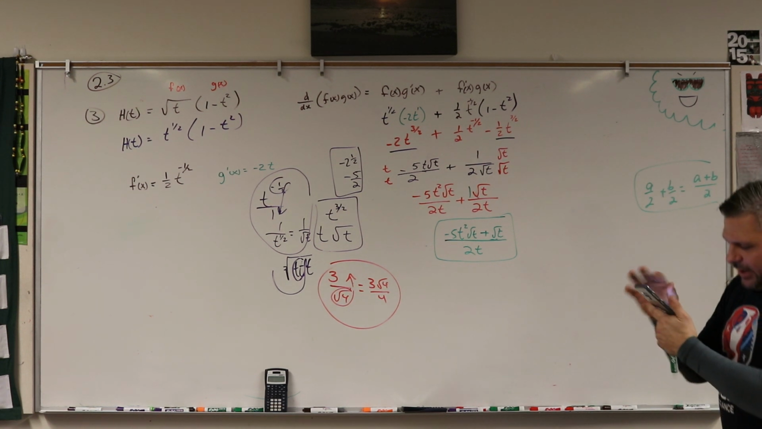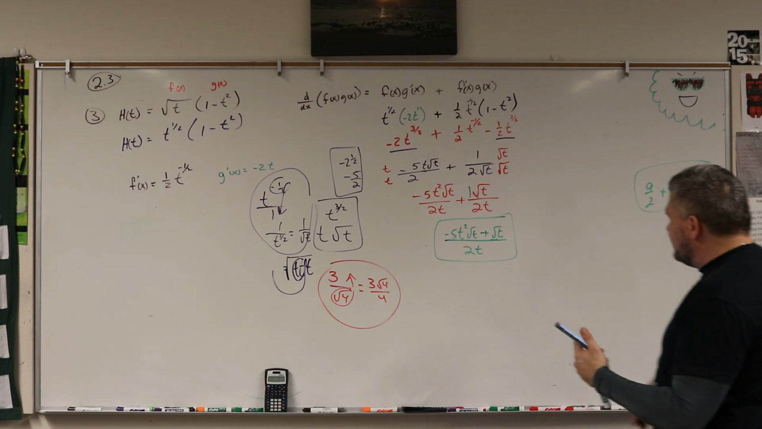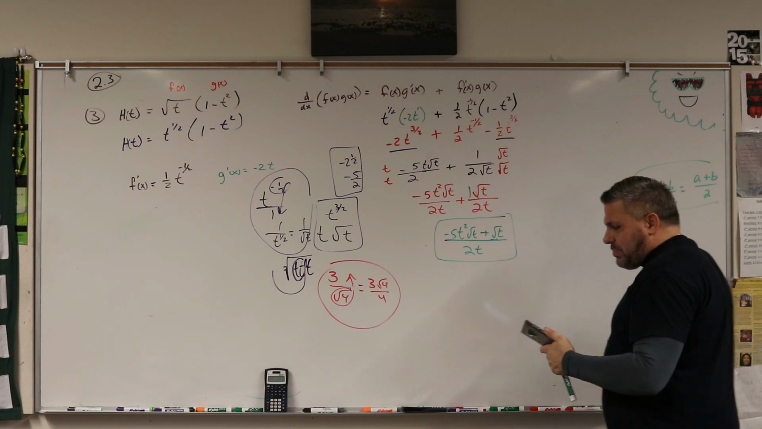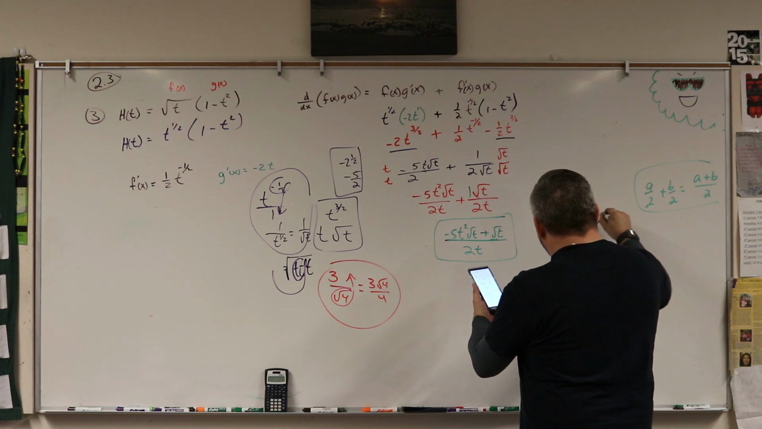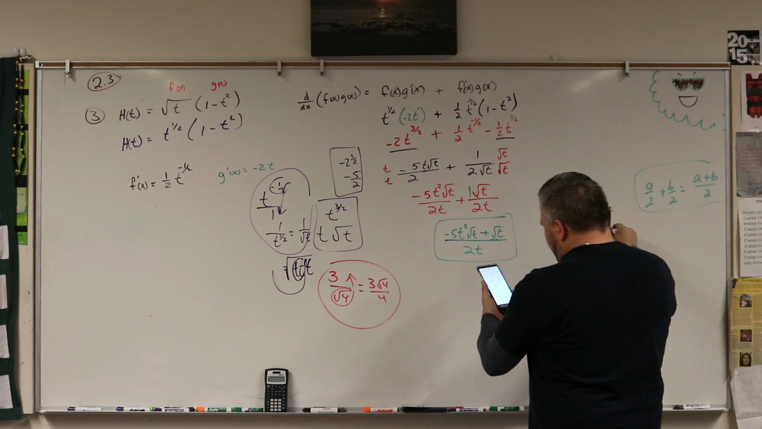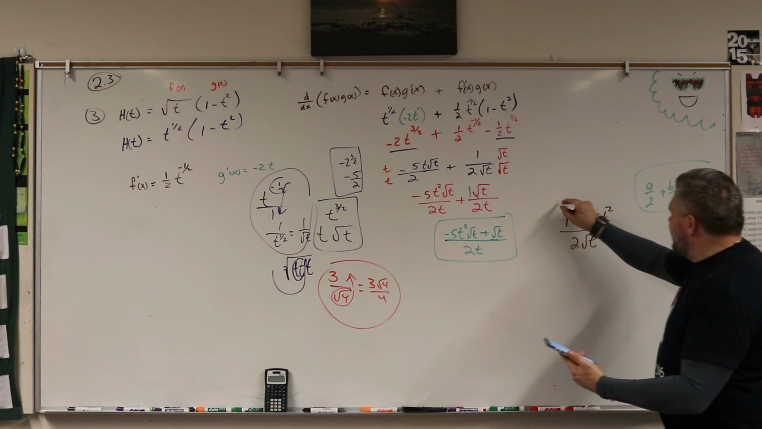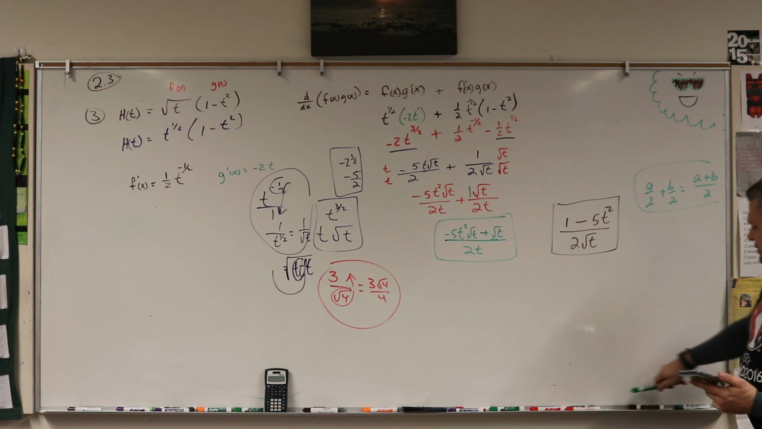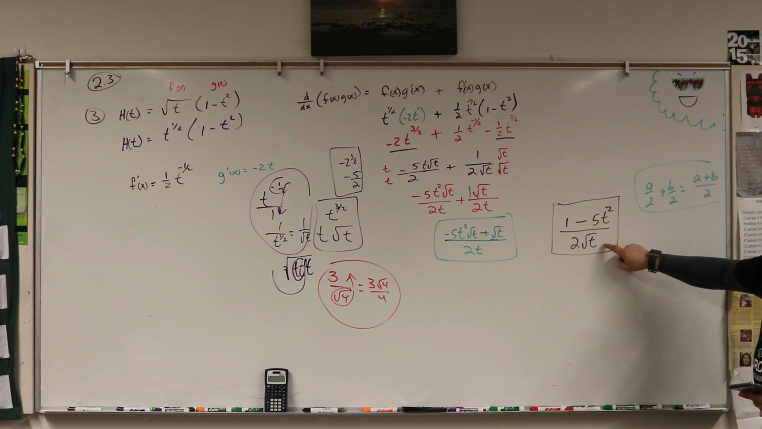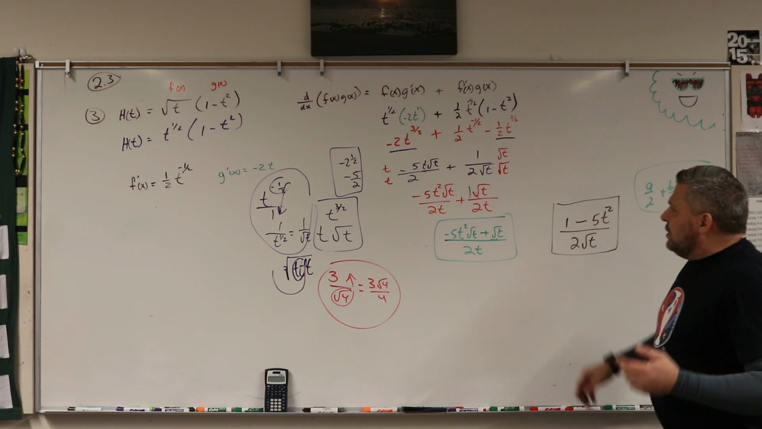All right. So, when I looked in the book, this is the book's answer. One minus 5t squared over 2t, 2 square roots t. This is the book's answer. Now what did the book do? Divide by square root t. It left the square root in the bottom, didn't it? Okay? So what if we didn't leave the square root in the bottom?